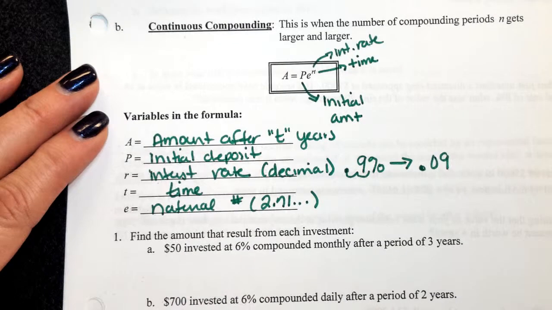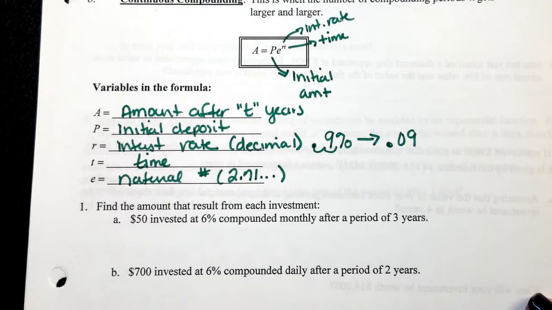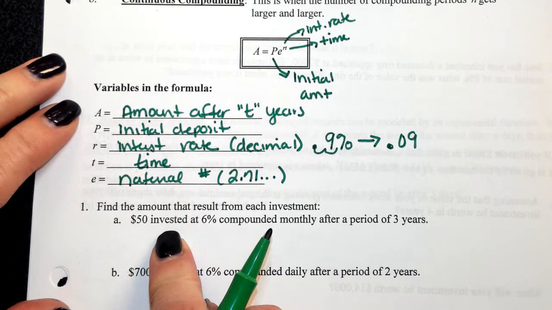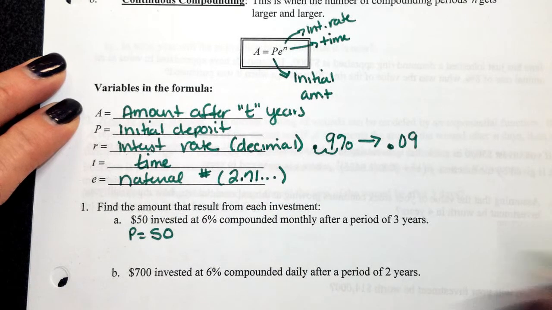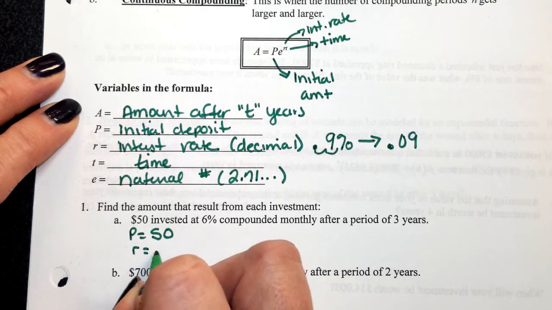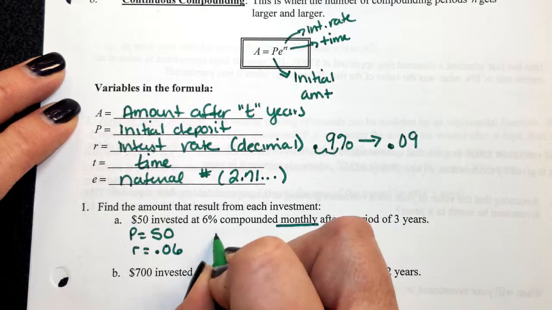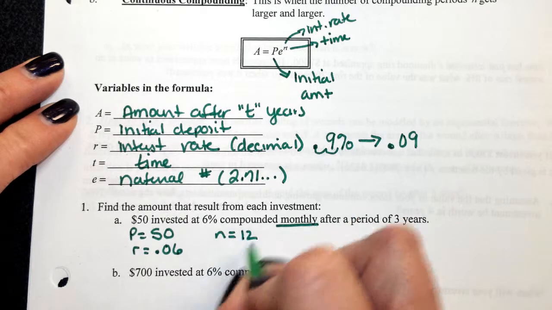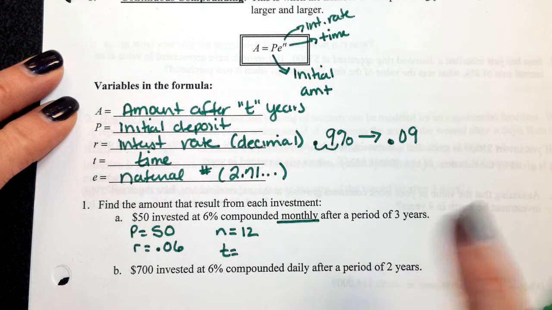So now let's go ahead and find the amount that results from each investment. Always identify your variables. We're investing $50. Which variable do you think the $50 is going to represent? That's going to be our P. 6% compounded monthly. So my interest rate is 6%, which as a decimal is 0.06. When compounded monthly, what's my N value going to be? N will be equal to 12. And then T is going to be equal to what? I want to know how much is in this account after how many years? 3.